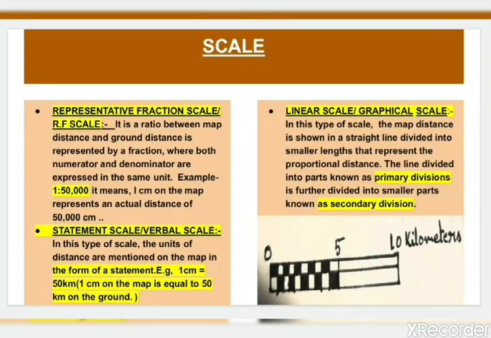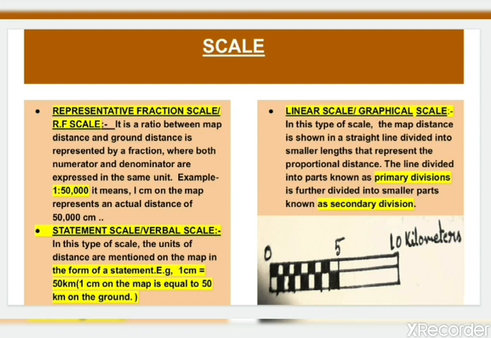Next we will learn scale. Generally, scales are of three types. What are these? Representative fraction scale, then statement scale and linear scale. First we will learn about representative fraction scale. It is a ratio between map distance and ground distance that is represented by a fraction, where both the numerator and denominator are expressed in the same unit.